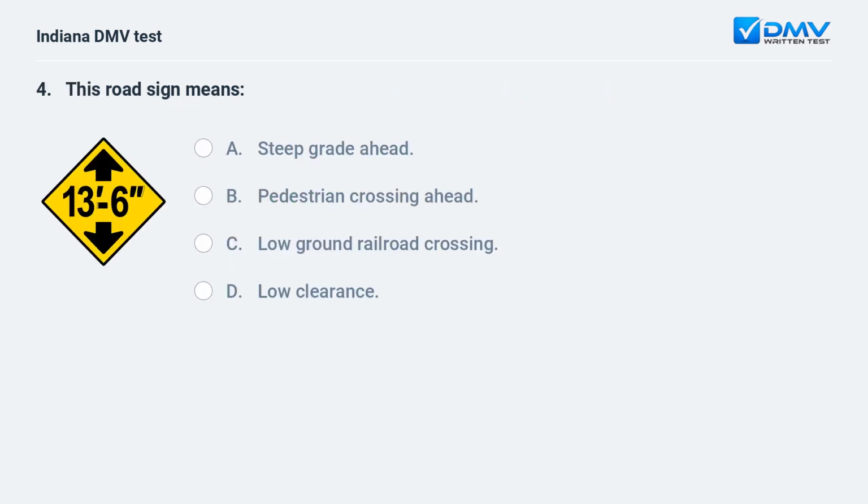This road sign means: A. Steep grade ahead. B. Pedestrian crossing ahead. C. Low ground railroad crossing. D. Low clearance.